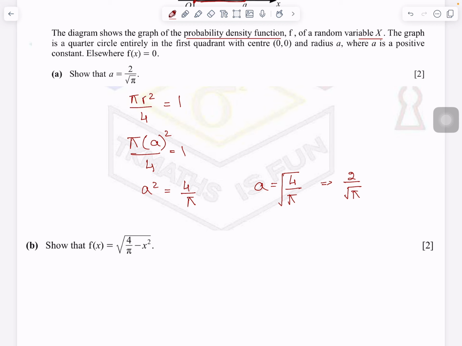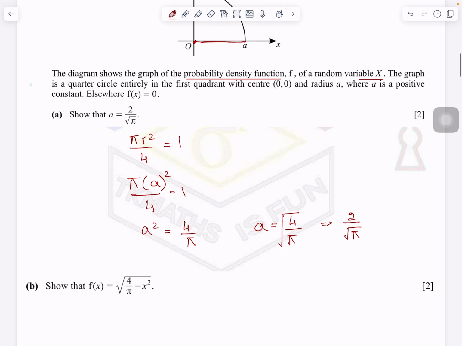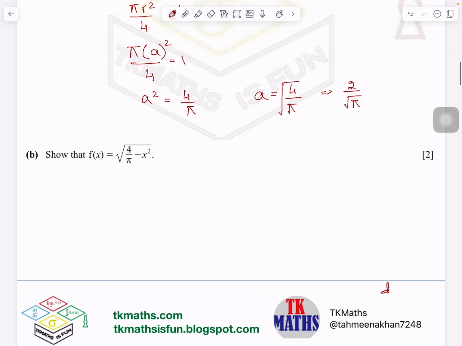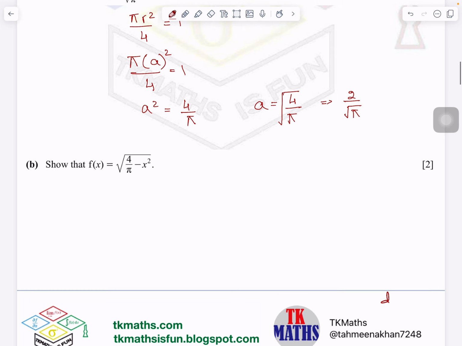Second part of the question is show that function is this. Now how will you show that function is equal to root of 4 over pi minus x square? So what comes in your mind? Tell me. Yes, you are right. So what will you do here? You will do here equation of the circle. Why? This curve here is a part of the equation of a circle. So the function f of x is equal to part of a function. So you will write here equation of the circle that you must know from coordinate geometry from S1.